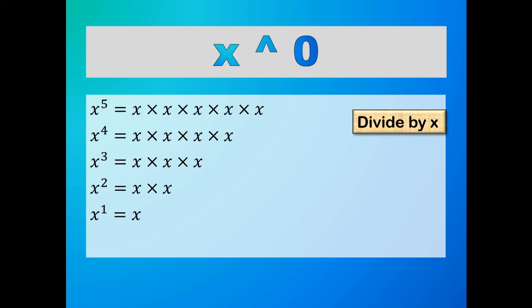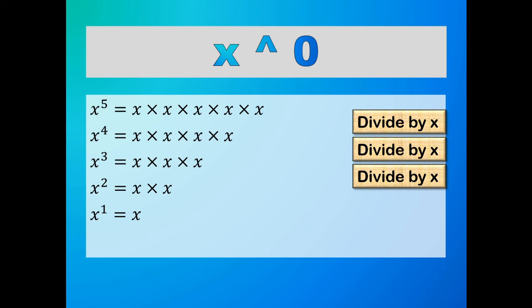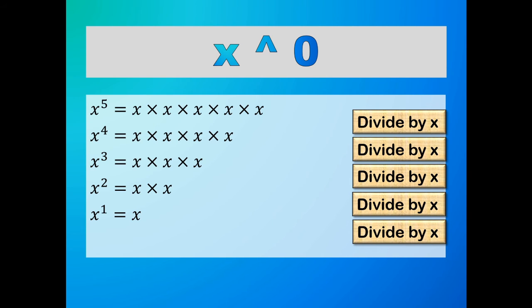So how do we get from x to the 5th to x to the 4th? Well, we divide by x. How do we get from x to the 4th to x cubed? Well, we divide by x. How do we get from x cubed to x squared? Well, we divide by x. How do we get from x squared to x to the 1st? Well, we divide by x. So we continue this pattern of divide by x, and we think that x to the 0th power is 1.